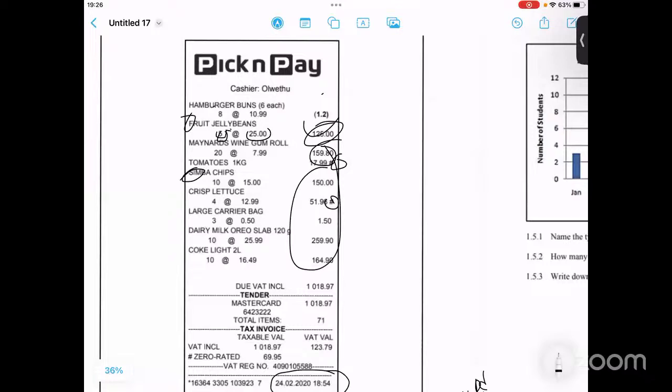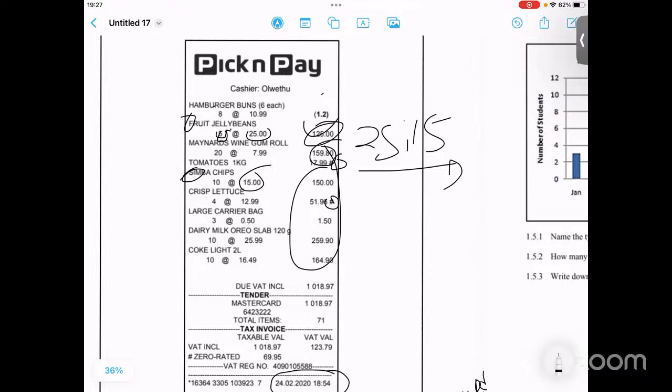Okay, so here we are required to do the ratio of jelly beans and Simba chips. So one jelly beans is to one chips, Simba chips. So you're going to take the price, because they say the price of jelly beans is to that. So your answer is going to be 25 is to 15. Now you can either leave your answer like this, or you can check if you can simplify it.